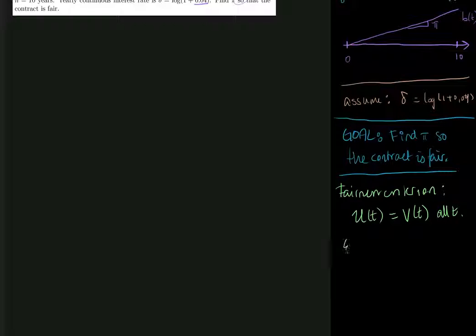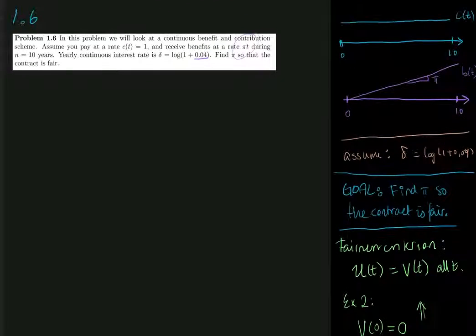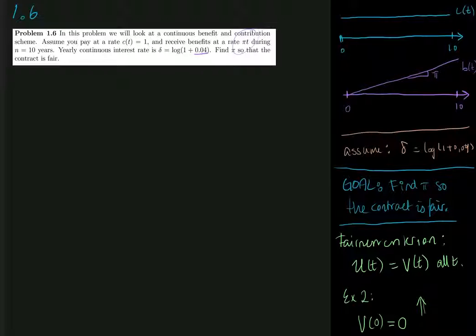Now, in exercise 2, we established that if the present value at time 0 for all future net benefits is equal to 0, then that would imply the fairness criterion. So that means in our case, we just need to find pi such that v of 0 is equal to 0. So find pi such that the initial present value of all future liabilities equals 0.